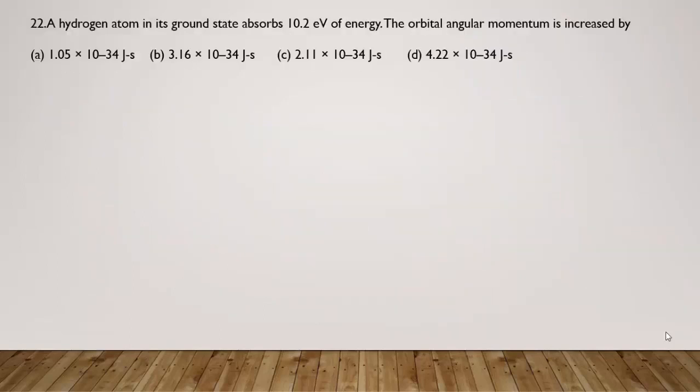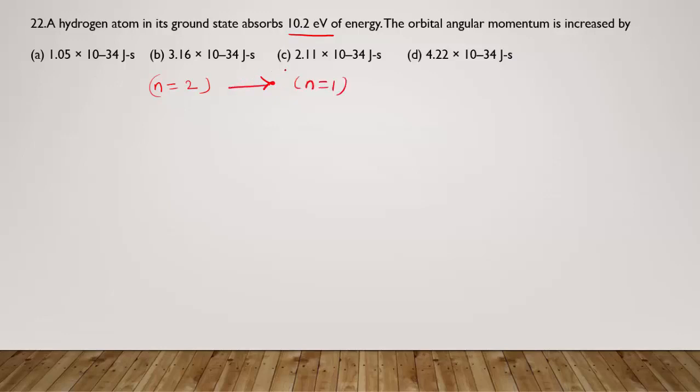Next problem is, a hydrogen atom in its ground state absorbs 10.2 electron volt of energy. The orbital angular momentum is increased by how much? The electron after absorbing 10.2 electron volt of energy goes to its first excited state. Here n equal to 2 in the first excited state, from the ground state, where n equal to 1.